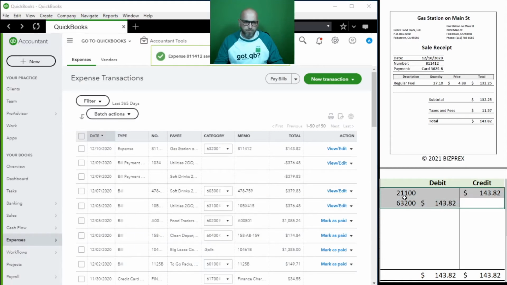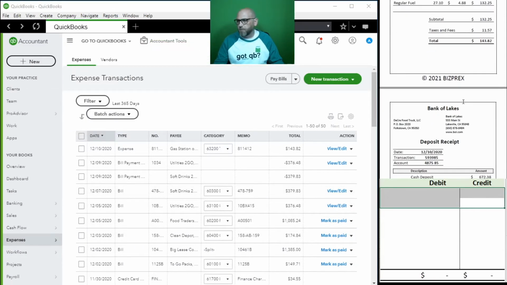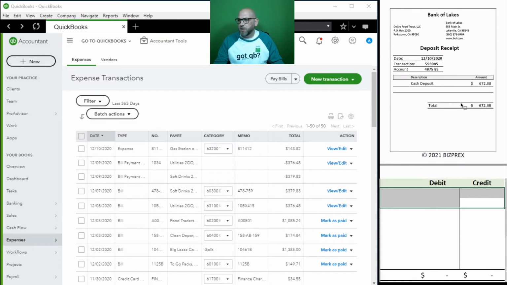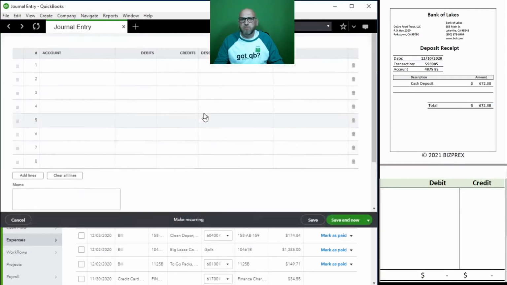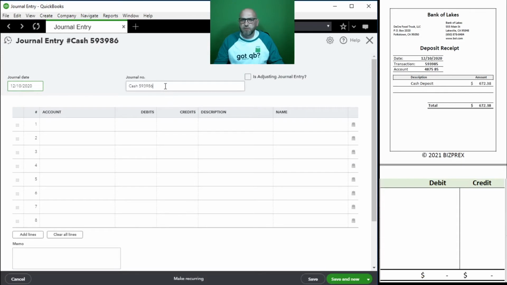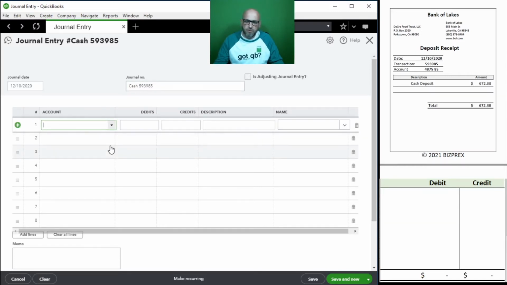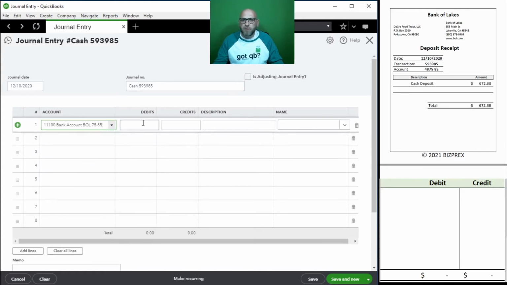Okay. What's next? We have a cash deposit, right? So we had some cash sales that we're going to record through journal entry. Alright, so in this case, cash deposit is 593985. Good. Okay, what do we know? We know that our bank account balance will be going up, and being an asset, it has to be debited to go up, right? So here we are, and this is our cash sales.